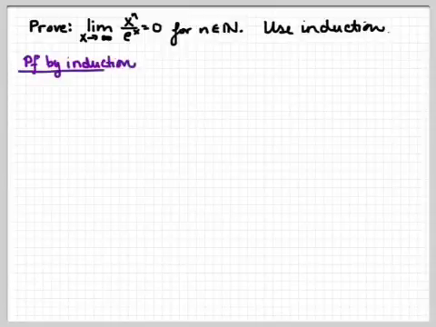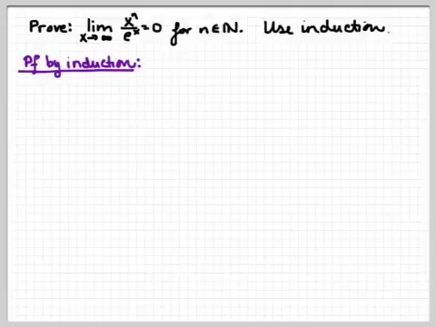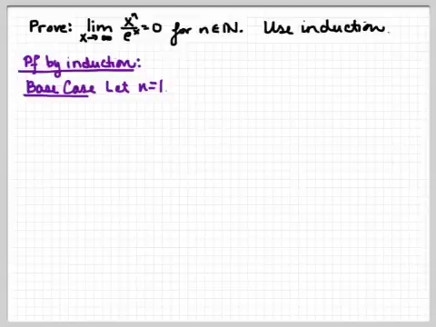Proof by induction. As always, we start with our base case. The base case is n equals 1 because it says n in the natural numbers. If you did start with n equals 0, I allowed that because some books do have the natural numbers start with 0, and it's true for n equals 0 as well, so that's close enough.